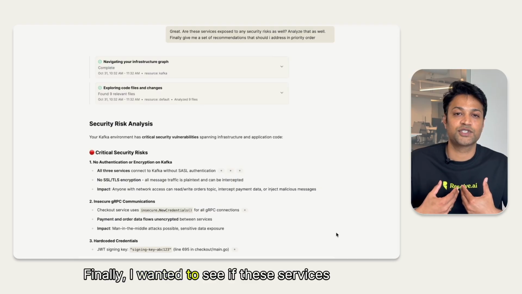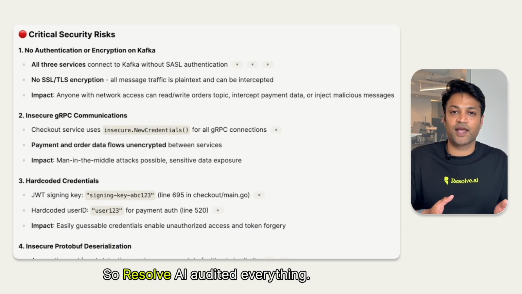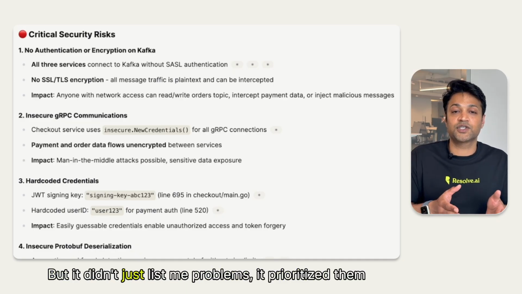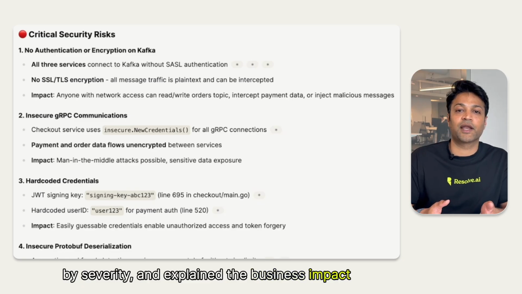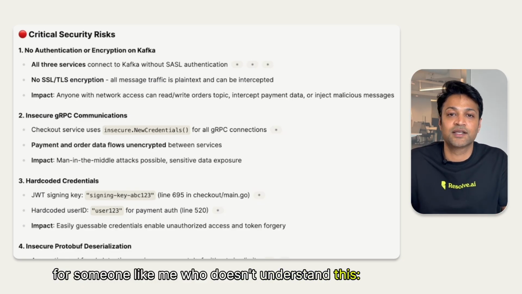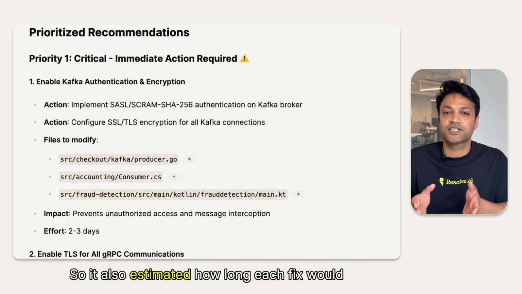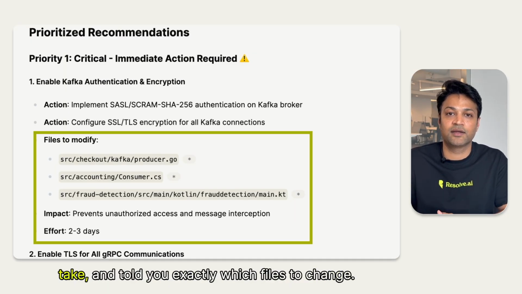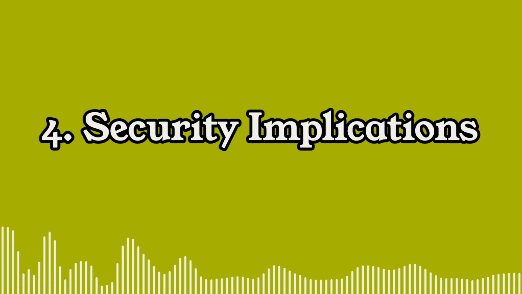Finally, I wanted to see if these services are exposed to any security risks. So ResolveAI audited everything. But it didn't just list me problems. It prioritized them by severity, explained the business impact for someone like me who doesn't understand this. Anyone with network access can read payment data. So it also estimated how long each fix would take and told you exactly which files to change. Now we are reasoning across 4 different dimensions: infrastructure, runtime behavior, code, and security implications.